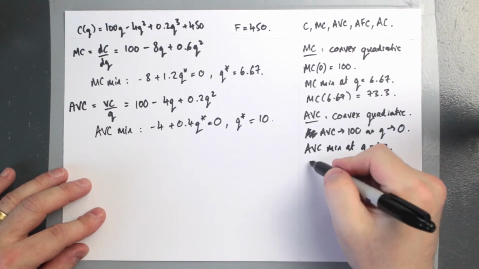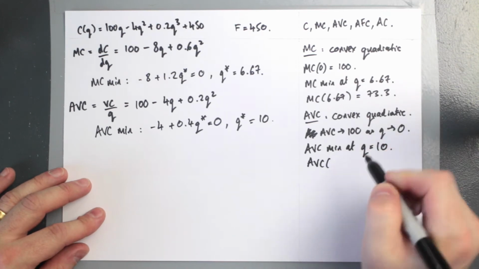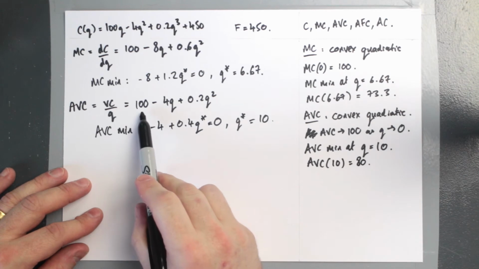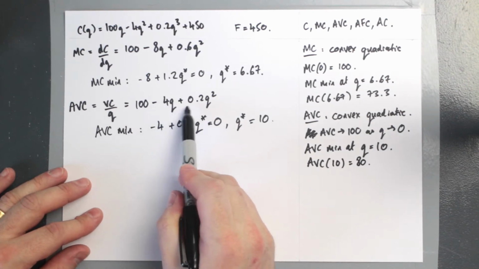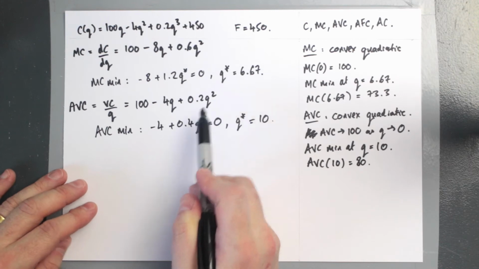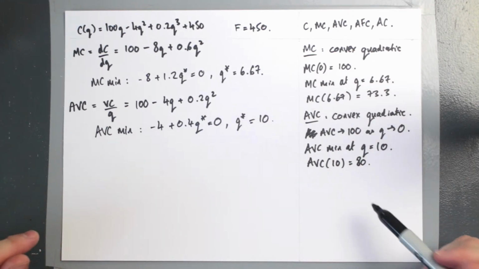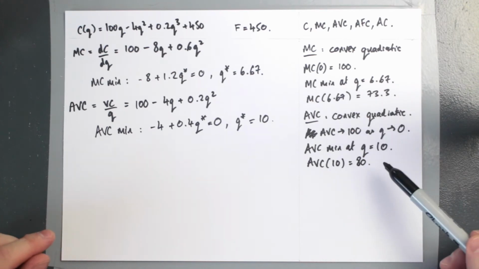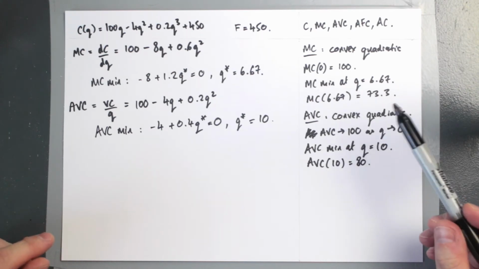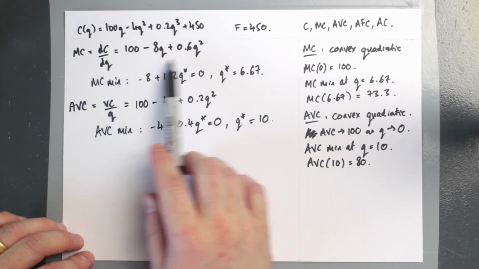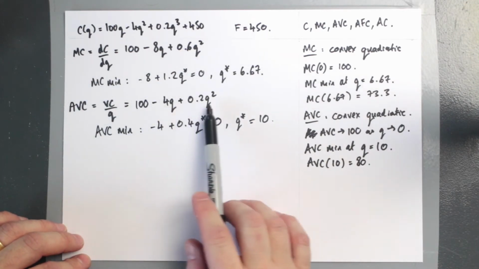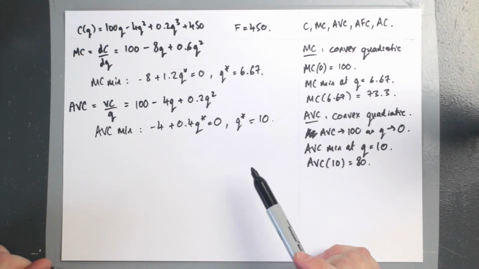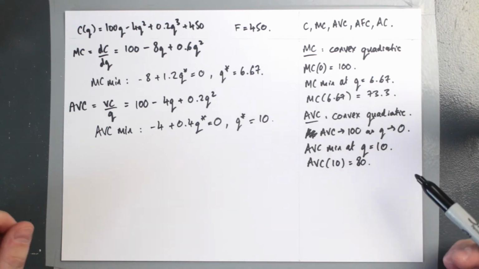So what is the average variable cost at that point? Average variable cost at 10 is equal to 80. I could just plug 10 back into here: 100 minus 4 times 10 plus 0.2 times 10 squared. Okay, and I get 80. Okay, so I've got two curves. What about where do they cross? Okay, so one way to do this, I could set marginal cost equal to average variable cost as an equation and then solve for the q that makes that true. Okay, so that's not too difficult to do.